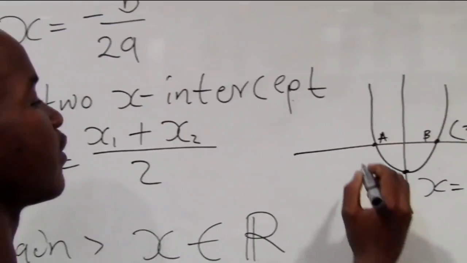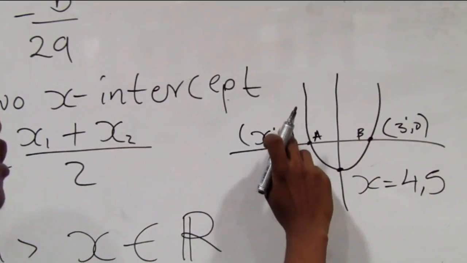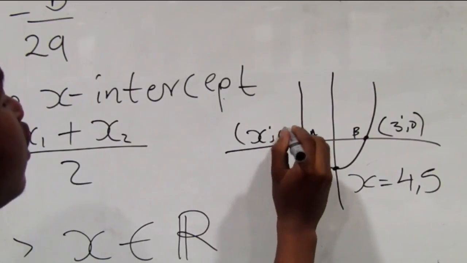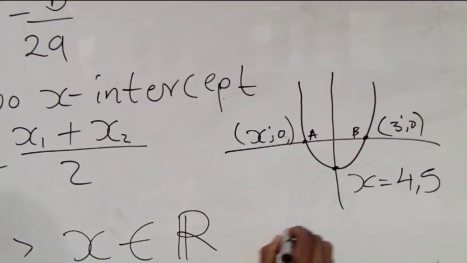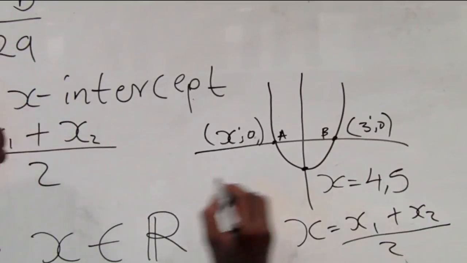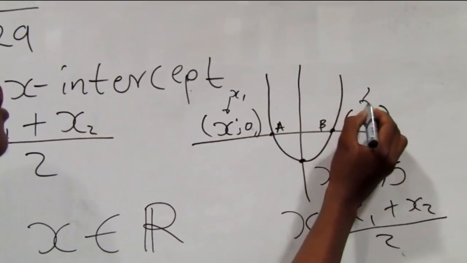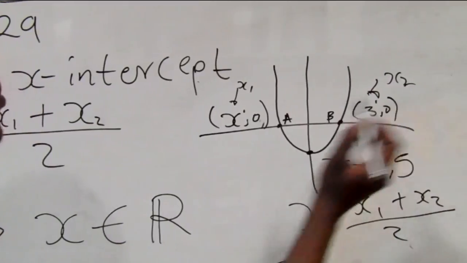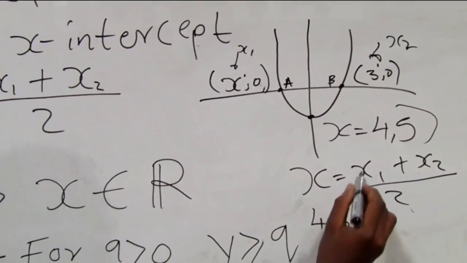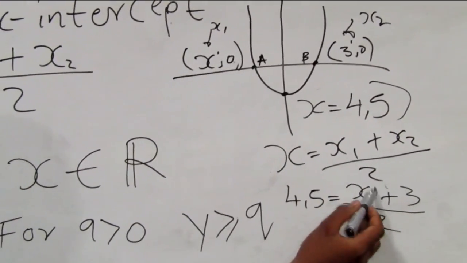You're going to say here we have (x, 0). Since we know that on the x axis our y is 0, we don't know our x, but we know our y is 0. Then we're going to say x equals (x1 plus x2) divided by 2. This is (x, 0), this is (3, 0), this is our x1, this is our x2, this is our axis of symmetry, of which we're going to substitute 4.5. So 4.5 equals (x plus 3) divided by 2, then you solve for x.